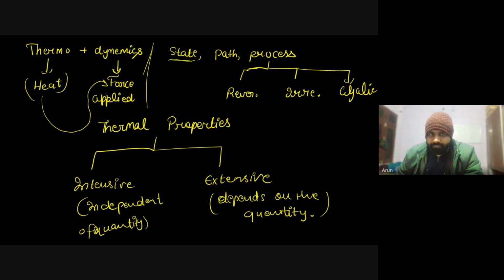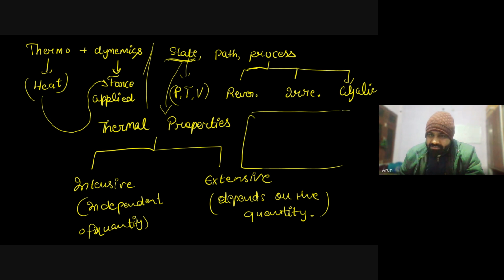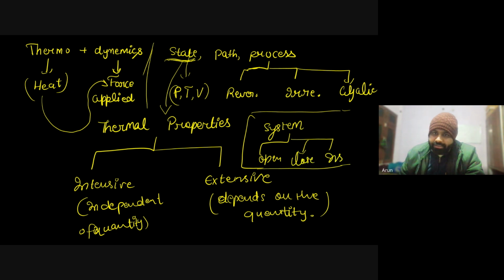State is the measurement of thermal properties at equilibrium. And this is nothing but the pressure, temperature, and volume. It tells us what the pressure is, what the temperature of the system is, and what the volume is. And the most basic and very initial thing we learned about is the system and its types. We have three types of system: open, closed, and isolated. Plus surrounding we have, and this combined is termed the universe.